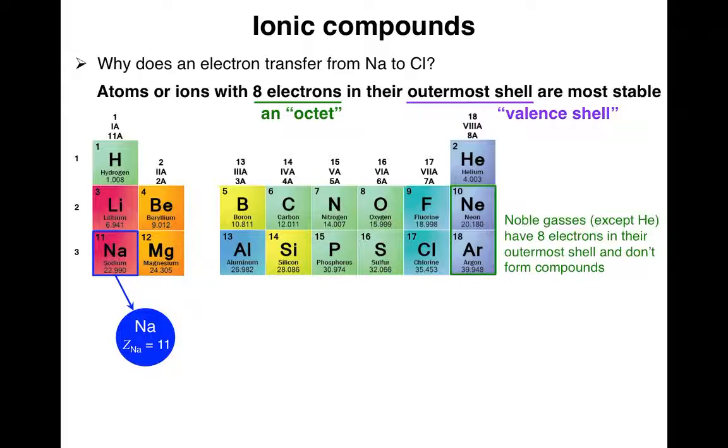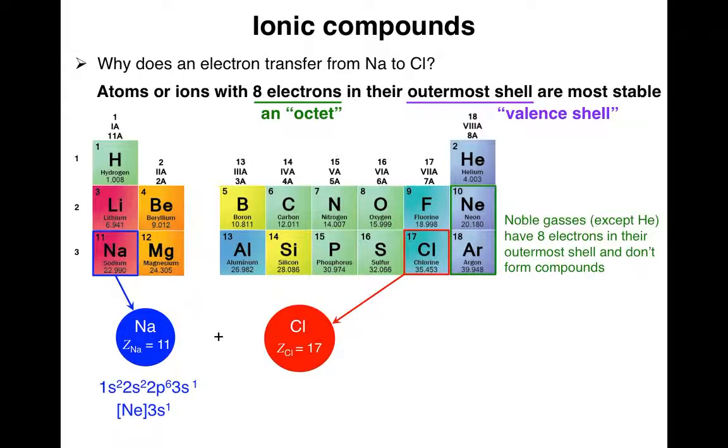For instance, sodium has an atomic number of 11. Its electron configuration is 1s2, 2s2, 2p6, 3s1. It has one more electron than neon, the noble gas that precedes it. That one extra electron is the only electron in the third shell.